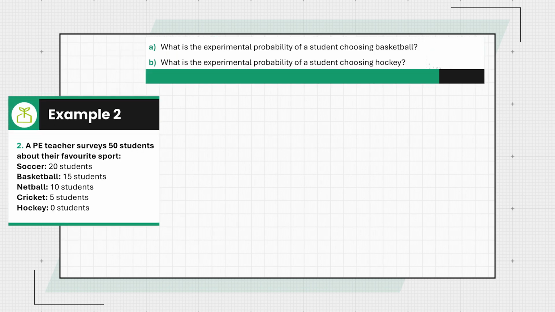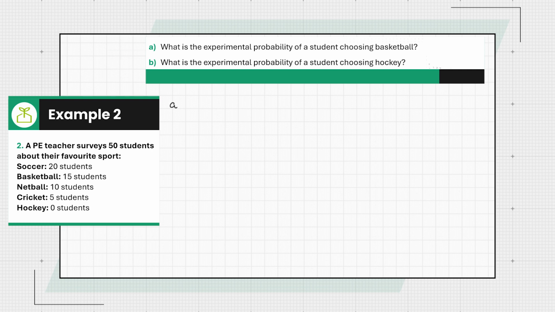Alright, here's one for you guys to practice, so just pause the video, give it a go, and then I'll solve it. Alright, let's get started. So a PE teacher has surveyed 50 students about their favorite sport. 20 students prefer soccer, 15 students prefer basketball, 10 students prefer netball, 5 students prefer cricket, and no students like hockey. Or in this case, no students view hockey as their favorite sport.